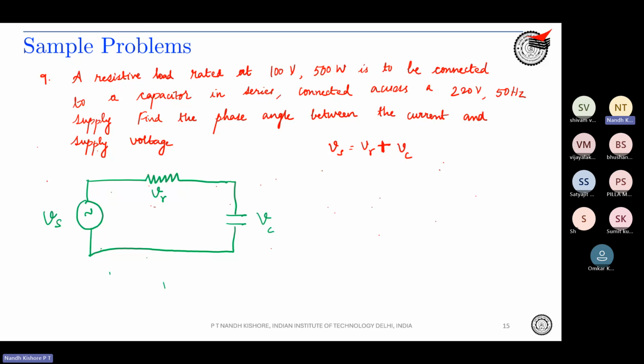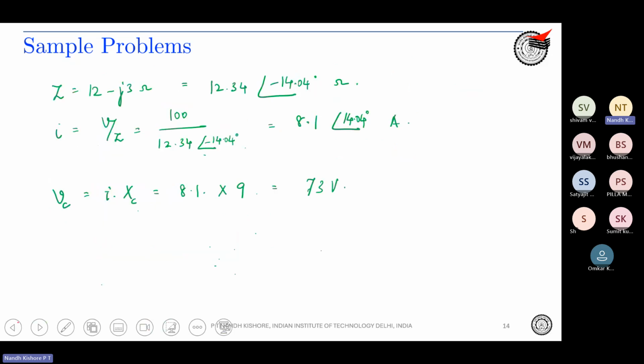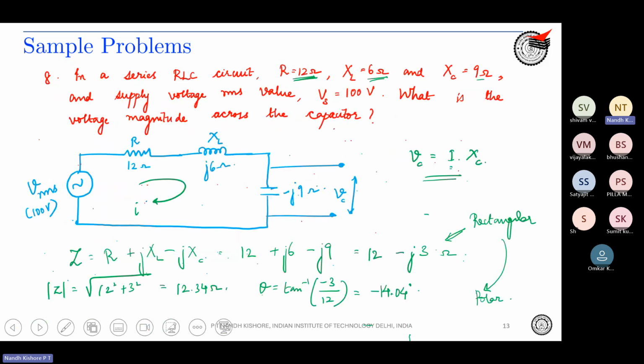So now you tell, in the previous problem, they have given 12 ohm, 6 ohm, and 9 ohm as R, XL, and XC. So Z is equal to, we wrote R plus JXL minus JXC. Why didn't I write 12 plus 6 ohm minus 9 ohm directly? Can I write 12 plus 6 minus 9? Why did I write 12 plus J6 minus J9?